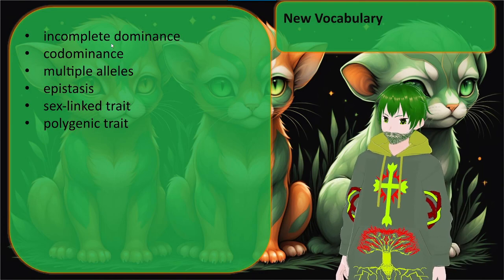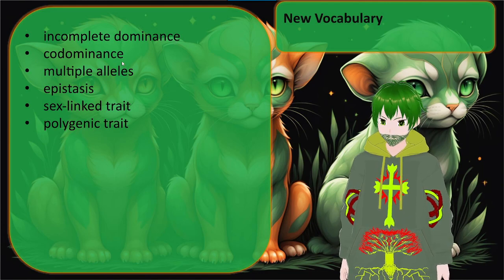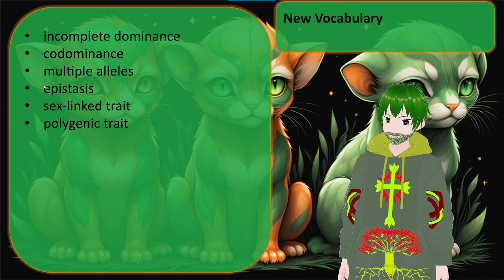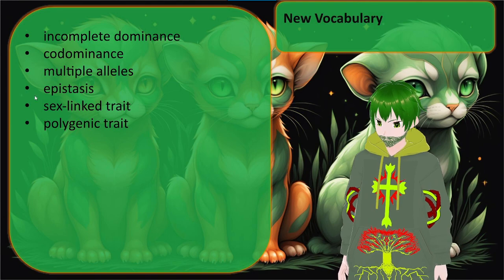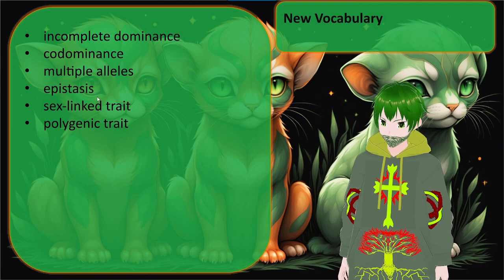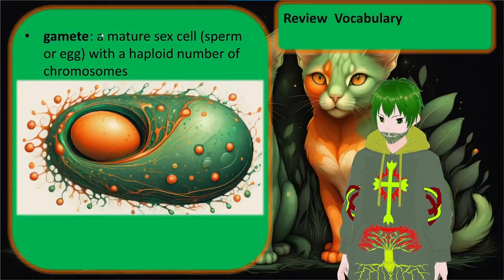So the first pattern we're going to look at is incomplete dominance. Then we'll look at codominance. Then we'll look at multiple allele inheritance, or multiple alleles, and then epistasis, and then sex-linked traits, and then polygenic traits. All great stuff, all good to know, so let's go.